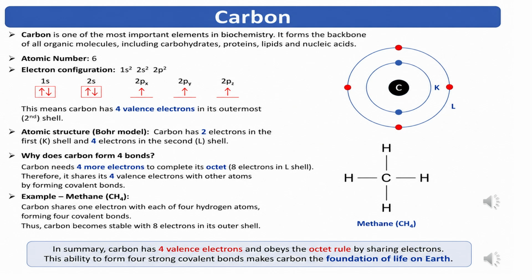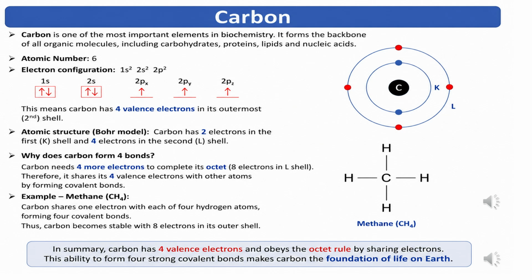Carbon has an atomic number of 6, which means it contains 6 protons and 6 electrons. Its electronic configuration is 1s2, 2s2, 2p2. This means 2 electrons are present in the first shell, K shell, and 4 electrons are present in the second shell, L shell. Now, look at the Bohr model, circle diagram on the right side of the slide. The inner circle represents the K shell, which contains 2 electrons and is filled. The outer circle represents the L shell, which contains 4 electrons.